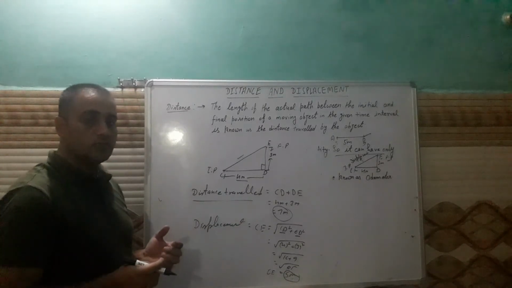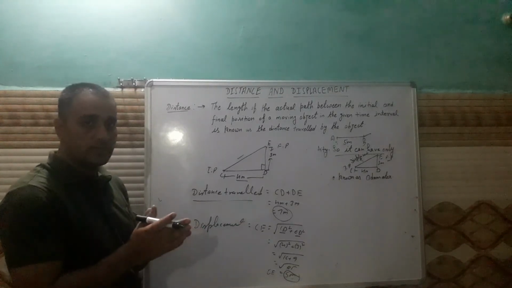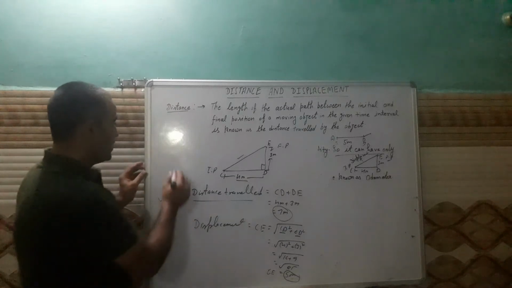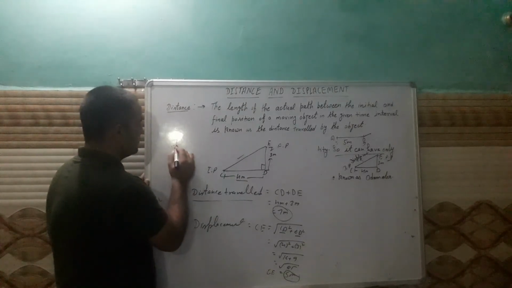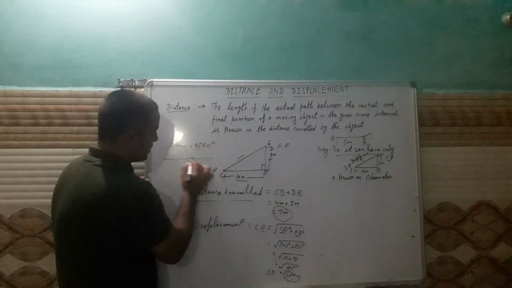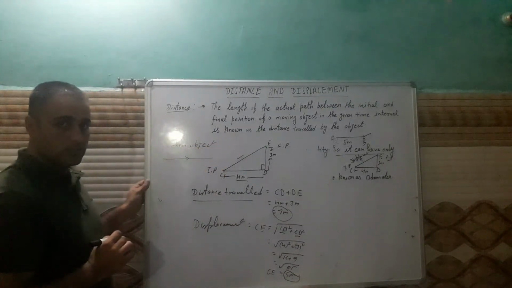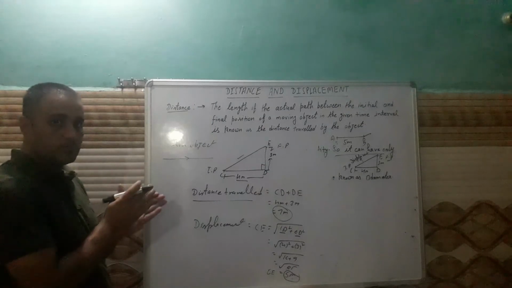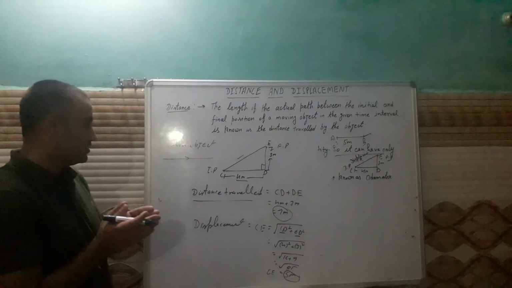Only one special case is there, in which the value of distance travelled and displacement will be equal. And what is that case? When the object moves along a straight line path. This is the special case in which the displacement and distance travelled will be the same.